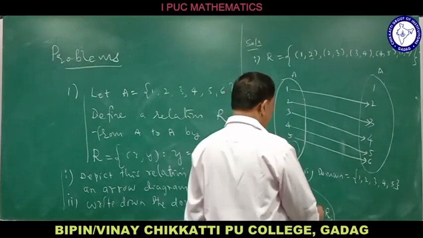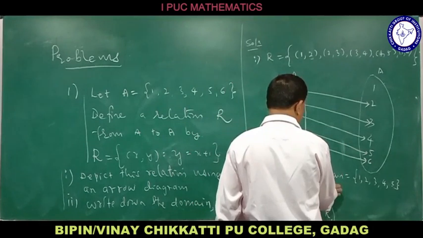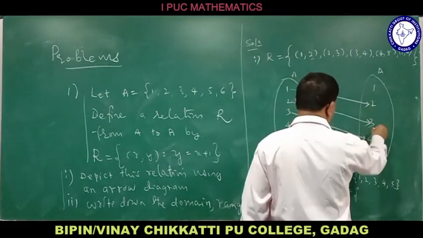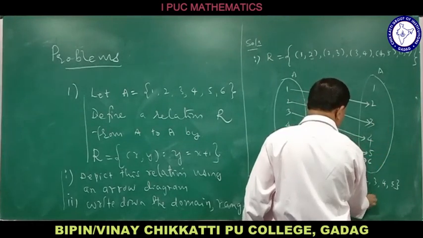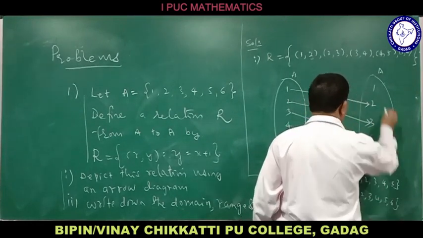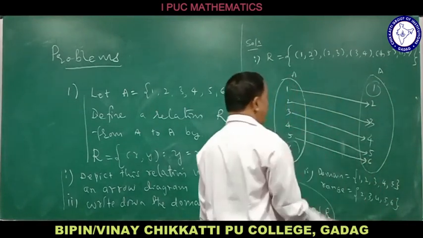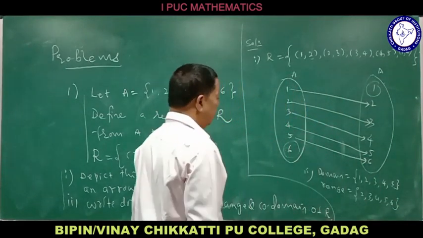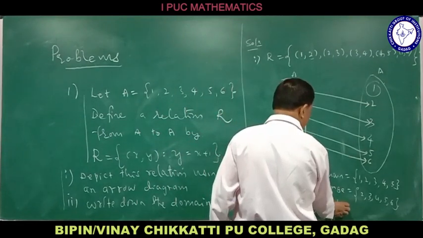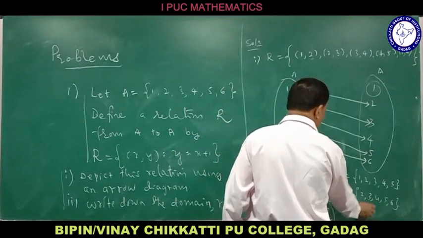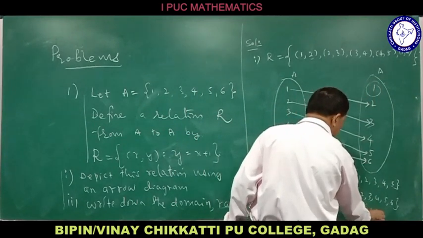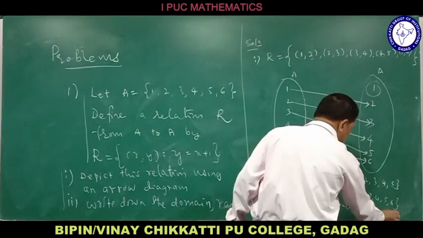And the second one is range. Range is nothing but second elements. What? 2, 3, 4, 5, 6. 2, 3, 4, 5, 6. You don't take this one. 1 is not related to any element. And last, codomain is nothing but the whole set. What you say? This is 1, 2, 3, 4, 5, 6.